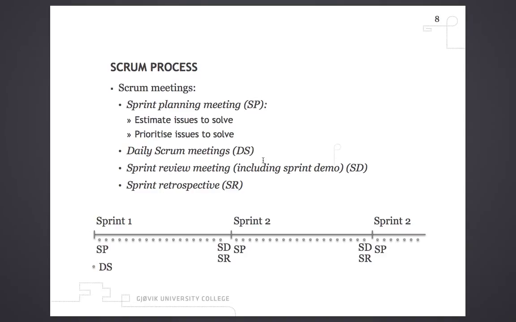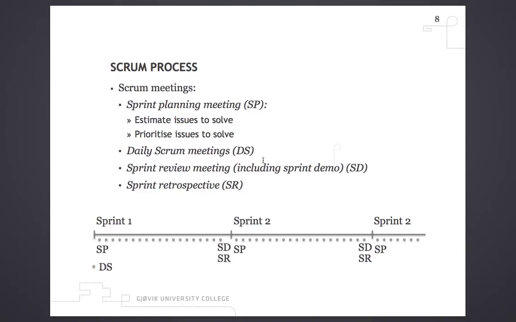And then at the end of the sprint, you have a sprint review meeting, including maybe a sprint demo to the stakeholders to show what the software looks like at the moment. And you also have a sprint retrospective, where you assess what you have done. And did we meet our goal by solving all the issues in the sprint backlog? And so on.